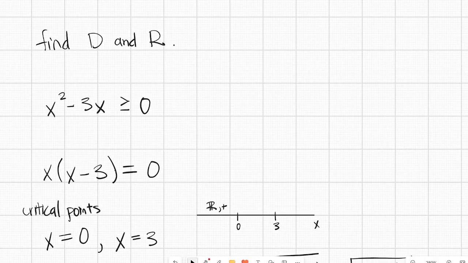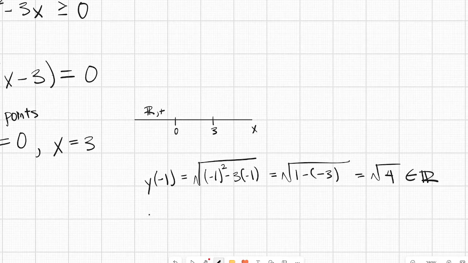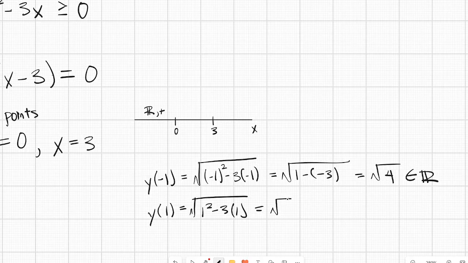Let's try positive 1 because it's in between 0 and 3, our two critical points. So y of positive 1 is going to equal the square root of 1 squared minus 3 times 1. We can already see right here that we're getting an imaginary number. That means the function is not real valued between those critical points. Once we've checked one value in an interval whose endpoints are defined by critical points, we don't have to take the other values. We know the function will have that same behavior within this interval.